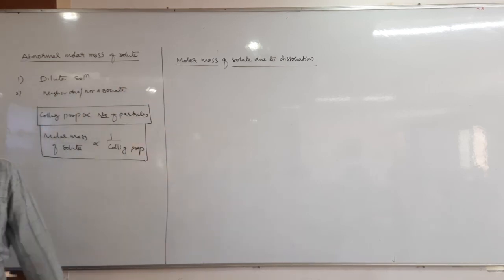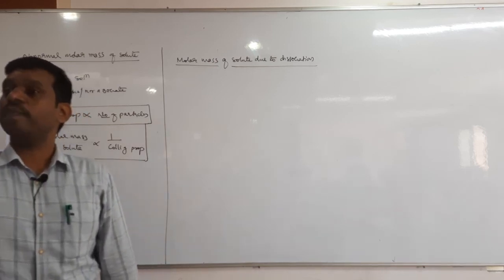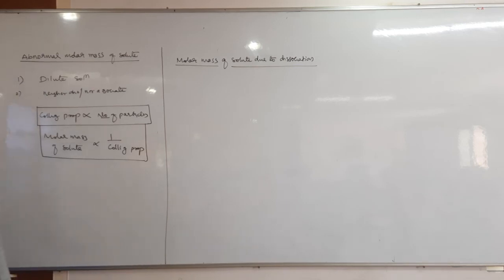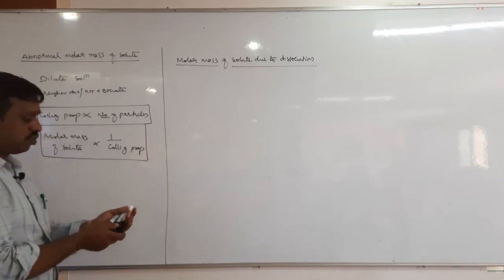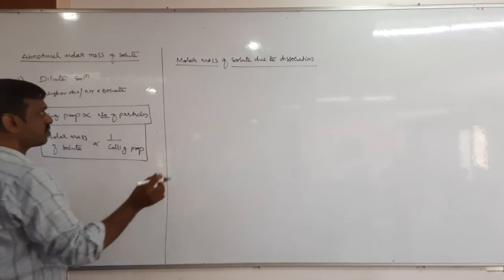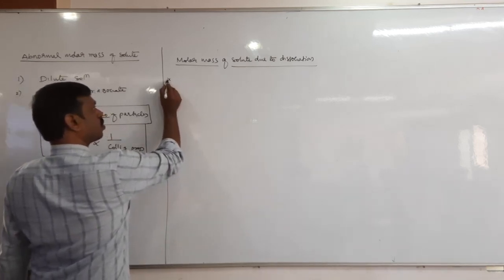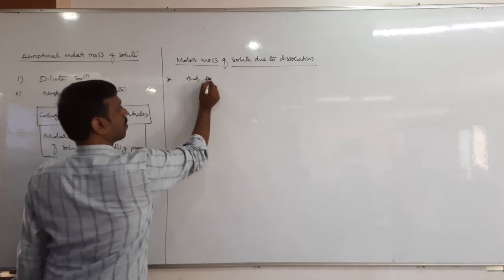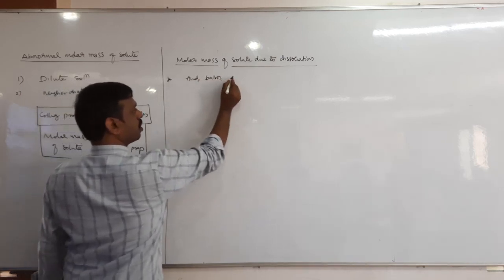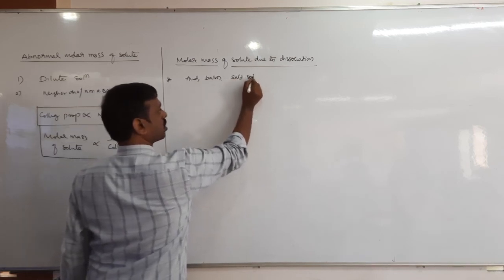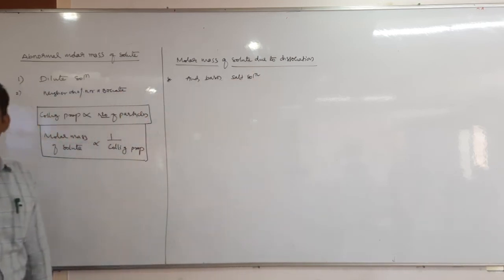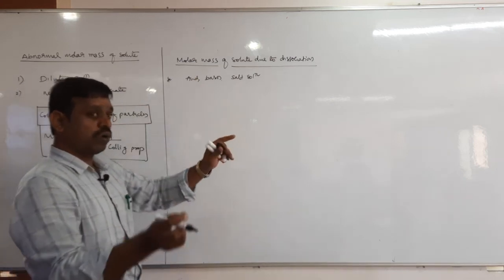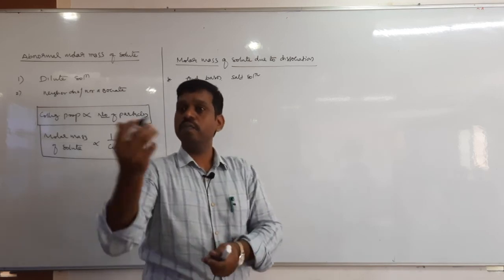Suppose the solute undergoes dissociation, what happens to the molar mass? If the solute undergoes association, what happens to the molar mass? Let's see molar mass of the solute due to dissociation. Can you tell me which substances undergo dissociation? Substances like acids, bases, and salt solutions undergo dissociation and form a number of particles.